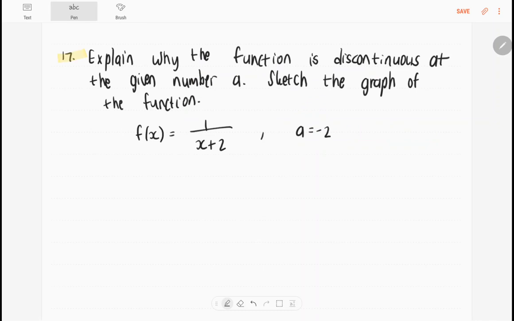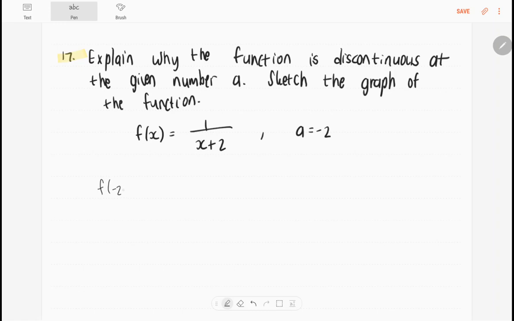Next, we are looking at number 17, and it says, explain why the function is discontinuous at the given number a. Sketch the graph of the function. So we have the function f of x equals 1 over (x plus 2), and we want to explain why it's discontinuous at the value minus 2. Well, you should probably be able to recall from high school that this function is a hyperbola. And we know that this function has an asymptote at x equals minus 2. So, why is it discontinuous at the value minus 2?